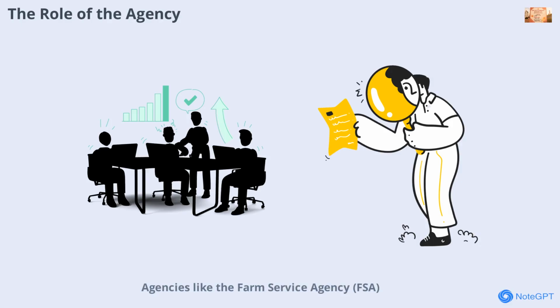Agencies like the Farm Service Agency, FSA, play a pivotal role in the loan process. They are responsible for reviewing your application, filling in necessary inputs, and ensuring all required documents are included. The agency also helps guide applicants through the process, answering questions and providing support. Understanding their responsibilities and how they interact with applicants can help you communicate more effectively and avoid common pitfalls.